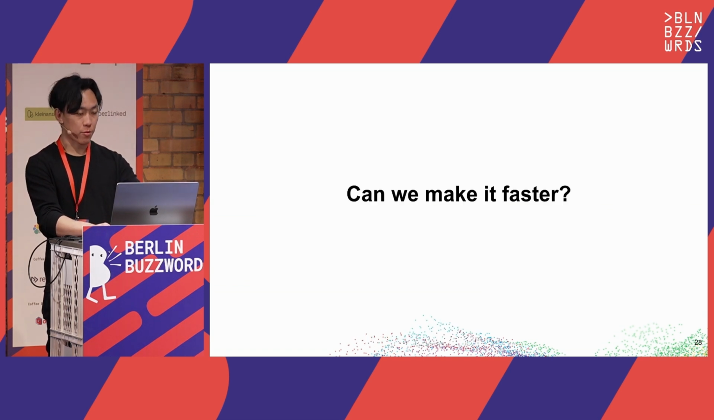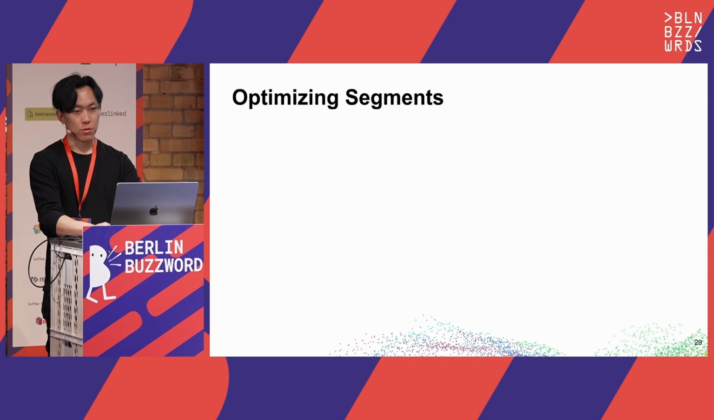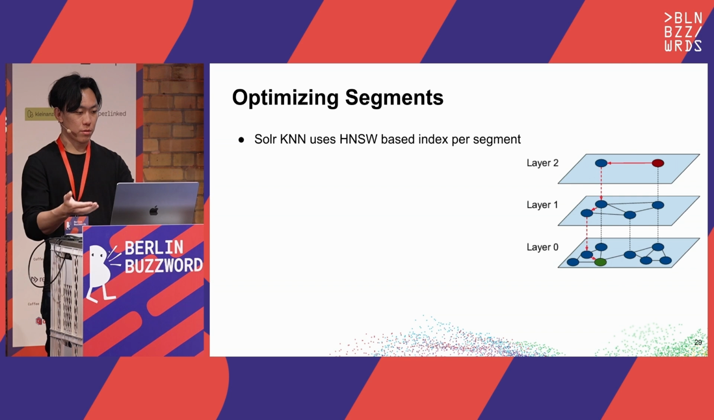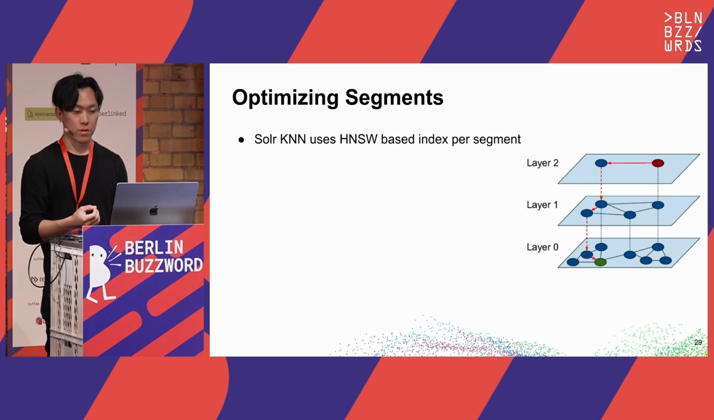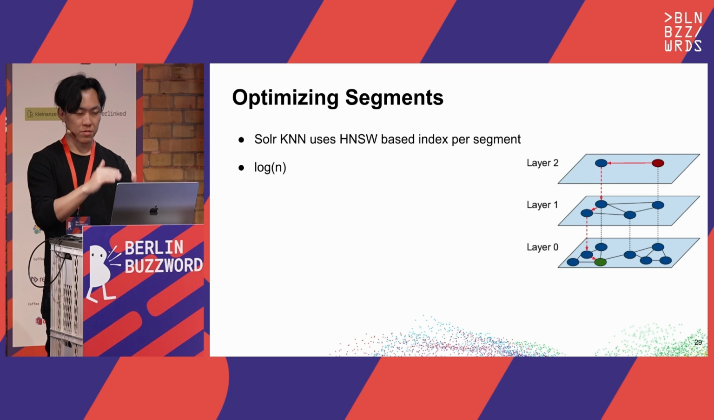Can we further improve on the solution? Before, we were talking about calculating distance between vectors, but what about the index itself? What about the segments? As we know, Solr KNN uses HNSW, or hierarchical navigable small world graph-based structure, for its indexes, and it looks like something on the right where you have multiple layers and it gets more dense as you traverse further down the layers. This data structure is quite good at finding vectors. It's in logarithmic time, i.e. when you subdivide into the layers.